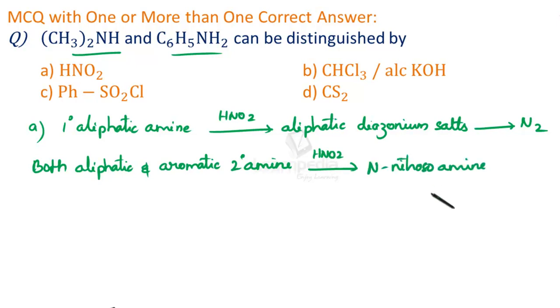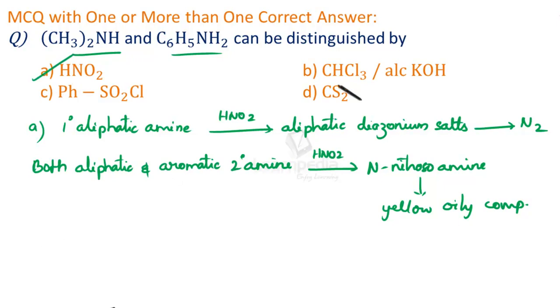N-nitrosoamines. This being insoluble in dilute acids, they separate as yellow oily compounds. So here, as this is a secondary amine, definitely that will be forming N-nitrosoamine, finally settling down as yellow oily compound. Whereas this aniline will not react with nitrous acid. So definitely nitrous acid can be used for distinguishing these two amines.